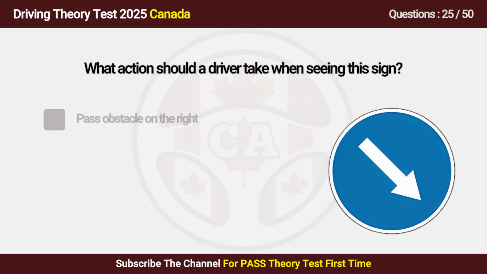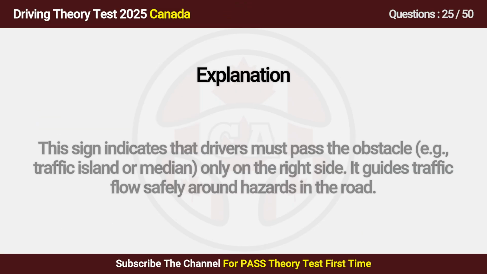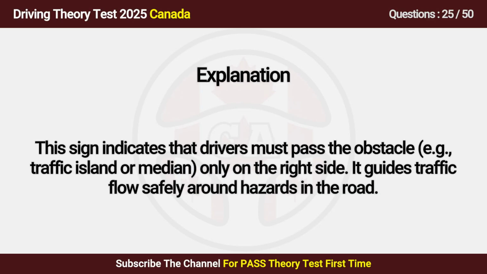Question 25. What action should a driver take when seeing this sign? A. Pass obstacle on the right. B. Pass obstacle on the left. C. Stop before obstacle. D. Turn back. Answer is A. Pass obstacle on the right. This sign indicates that drivers must pass the obstacle, e.g. traffic island or median, only on the right side. It guides traffic flow safely around hazards in the road.